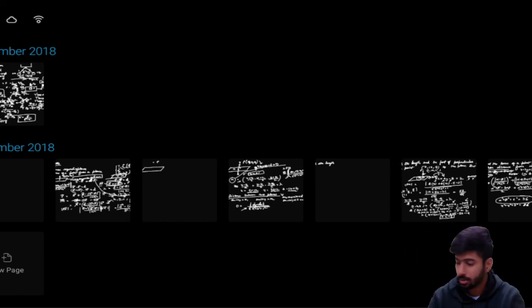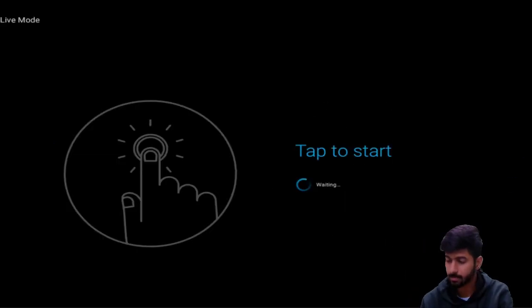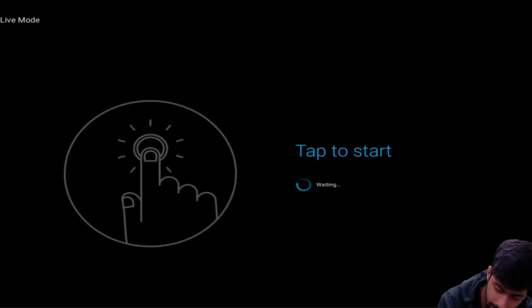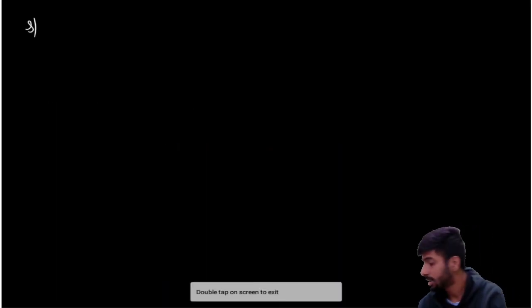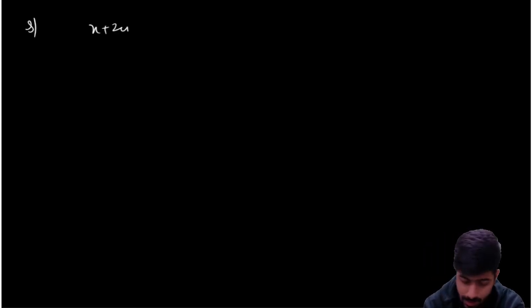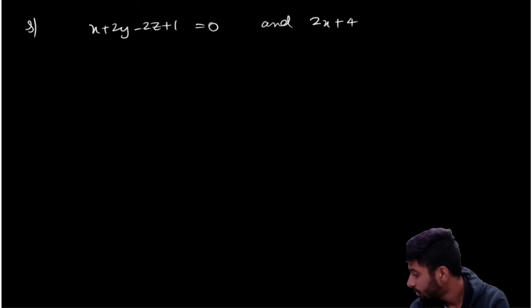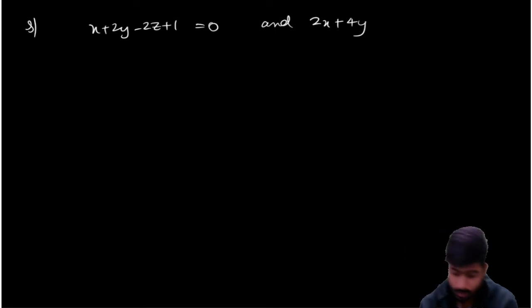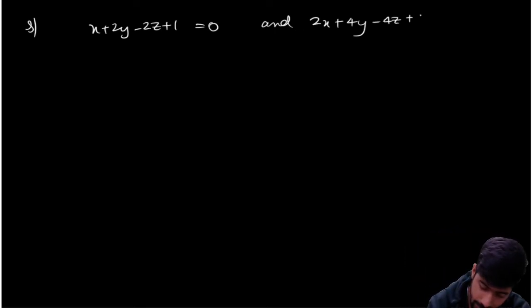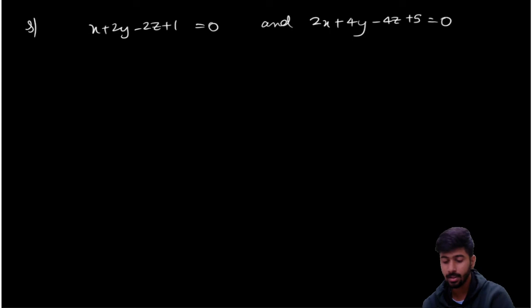Yeah. So I would like to do this problem now. It's pretty simple and straight away formula based. So you have two planes, x plus 2y minus 2z plus 1 is equal to 0, and 2x plus 4y minus 4z plus 5 is equal to 0. Find the distance between these two planes.